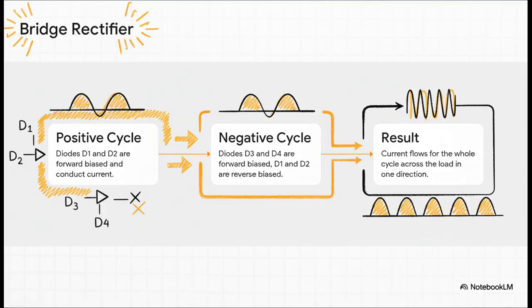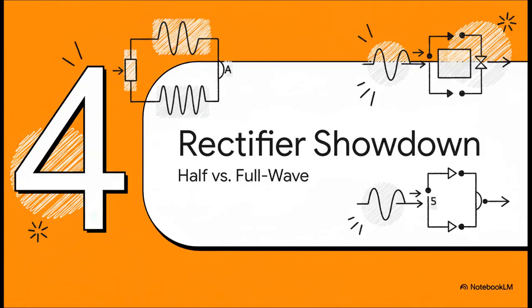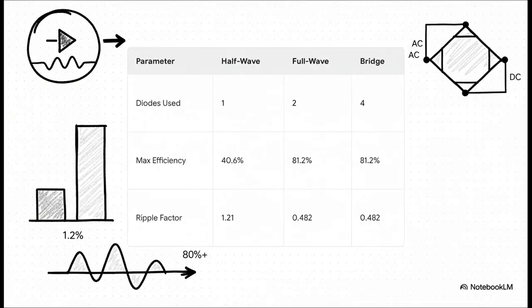Nothing gets wasted. All right, let's put these contenders side by side. We've got our simple but wasteful half-wave and our 2 clever full-wave designs. How do they really stack up? I mean, this table really says it all. Look at the efficiency number. Both full-wave rectifiers jump to 81.2%, exactly double the half-wave. And check out that ripple factor. It plummets from a super bumpy 1.21 down to a much smoother 0.482. We get twice the power, and that power is twice as stable. Yeah, it's a clear knockout win for the full-wave designs.